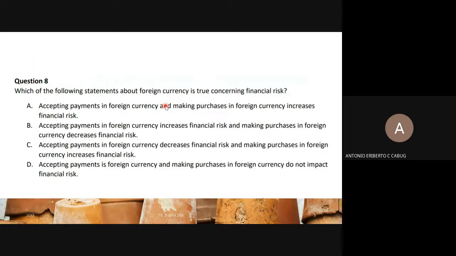Another 1 minute. Which of the following statements about foreign currency is true concerning financial risk? Okay, 30 seconds more.